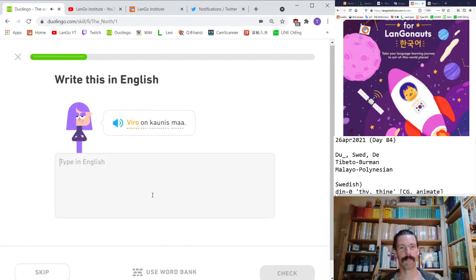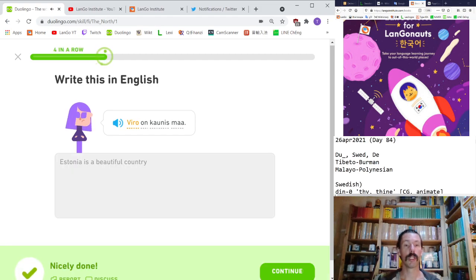Viro on kaunis maa. I love this word kaunis. Speaking of old Germanic loans. Viro means Estonia. On kaunis maa, a beautiful country. Maa is a nice word too, with a long vowel. And kaunis comes from, so Finnish, it's not related to Germanic, but it has some old loanwords in it.